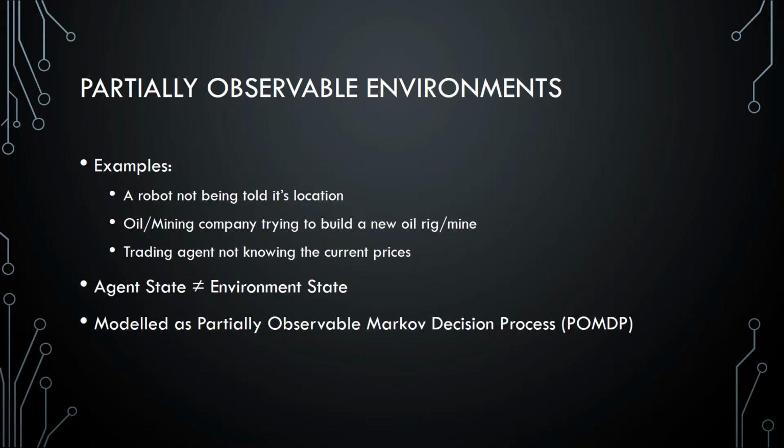Partially observable environments, an example of which is a robot not being told its location when it is in a given environment, an oil or mining company trying to build a new oil rig or a mine where it has only a partial idea of the exact amount of resources down there, or a trading agent not knowing the current prices of stocks before investing in them. Here we can see that the agent state is not equal to the environment state. It is usually modeled as a partially observable Markov decision process, or POMDP.